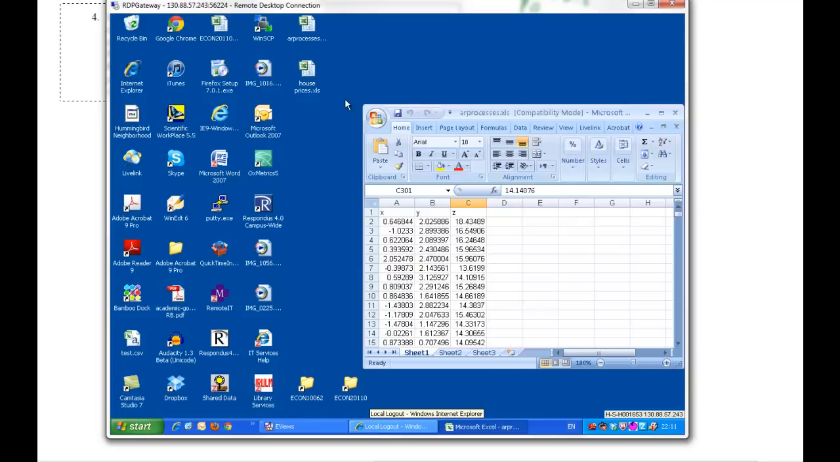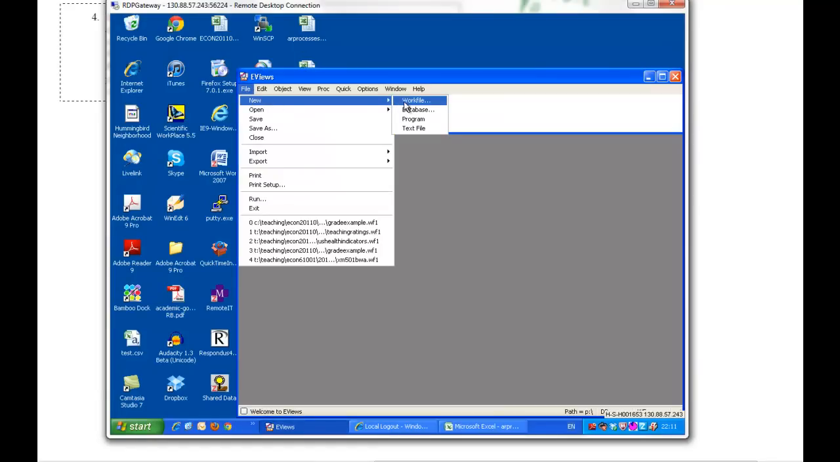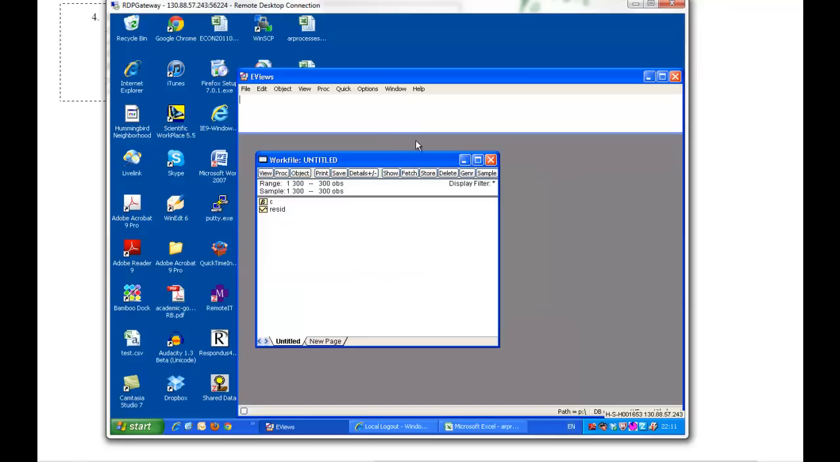And the task is now that we want to estimate AR1 processes for each of them, and then comment on the parameter estimates and on the weak dependence properties of the series, and ask whether we would use any of these as explanatory variables in a regression. So let's call up eViews and we'll create a new workfile. We have 300 observations.